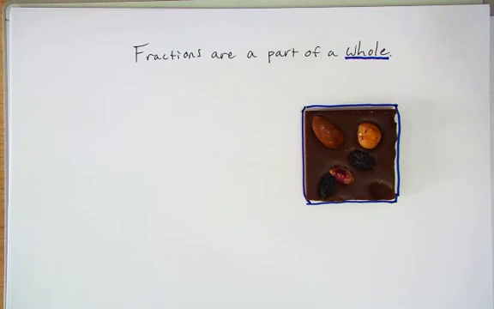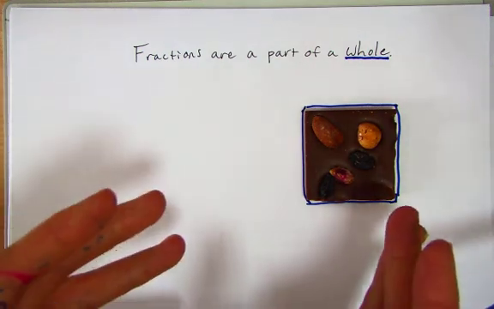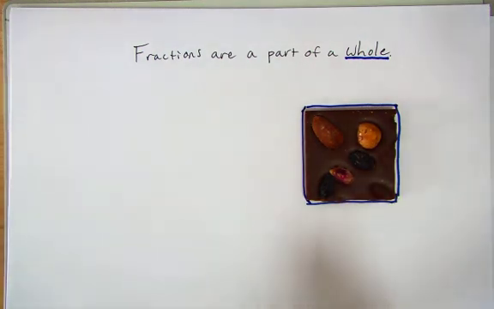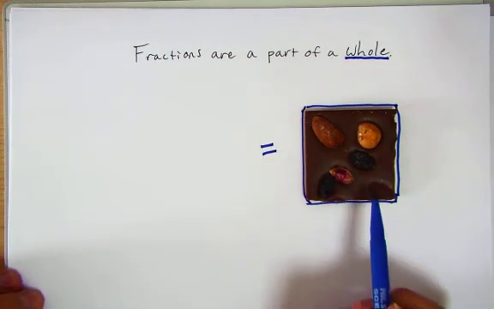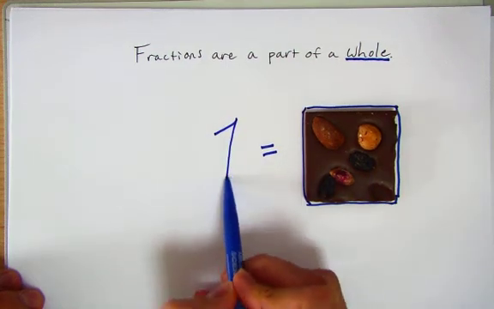Now, I need a number that can represent my one whole chocolate bar. Well, guess what that number is? How many chocolate bars do I have? One.